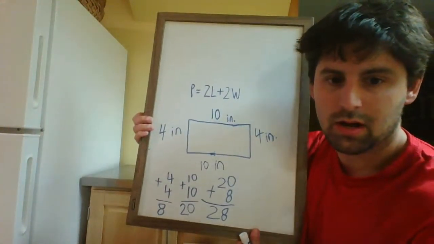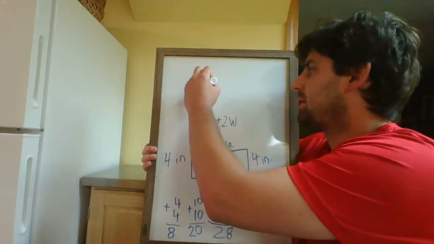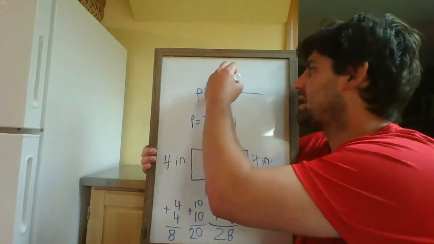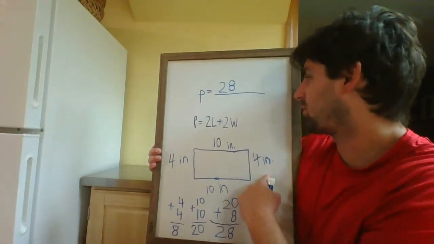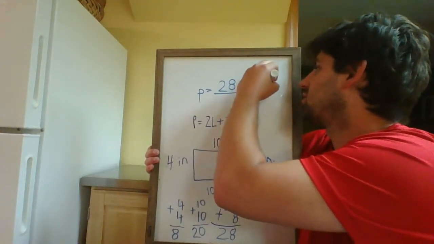The perimeter for this shape, P for perimeter, equals 28 inches. Since the unit of measurement we're talking about is inches, we're going to put here 28 inches.